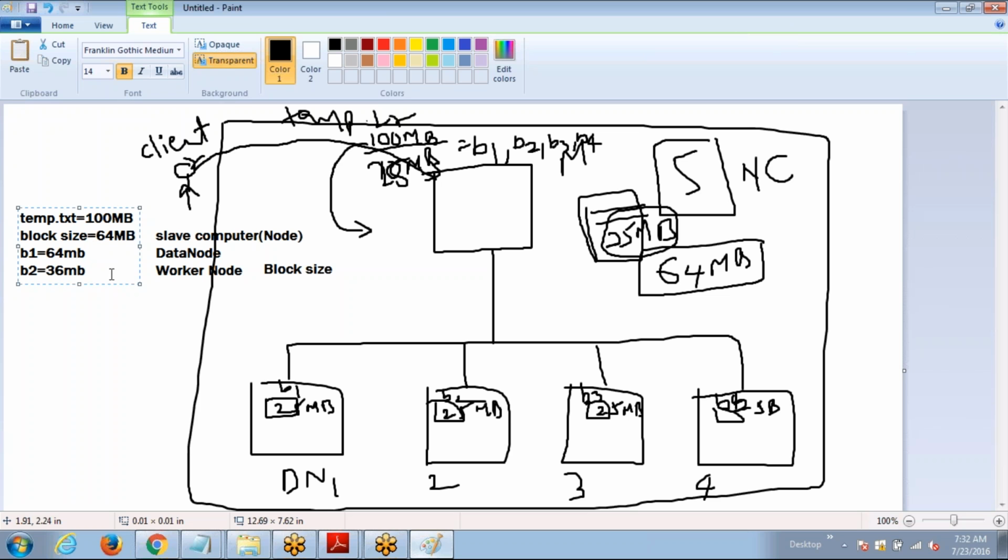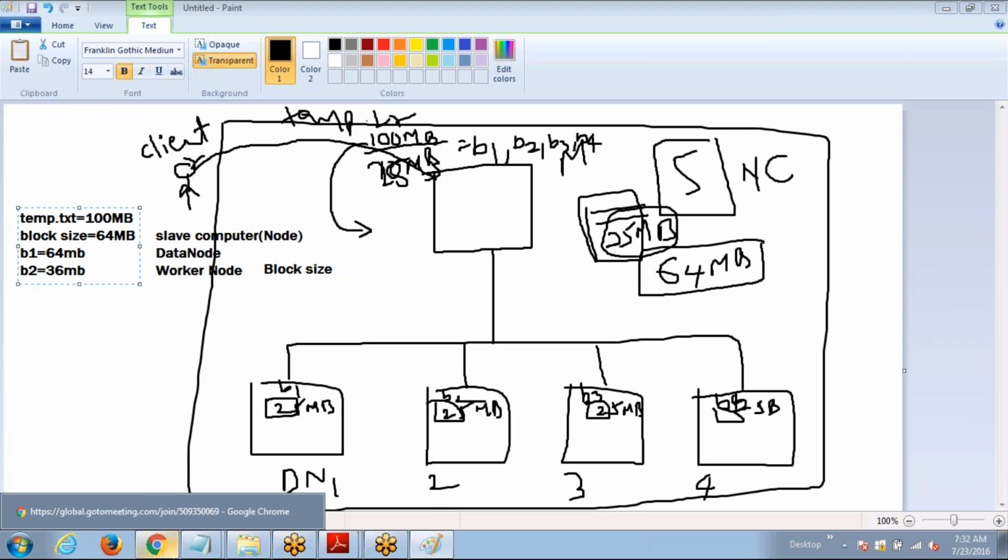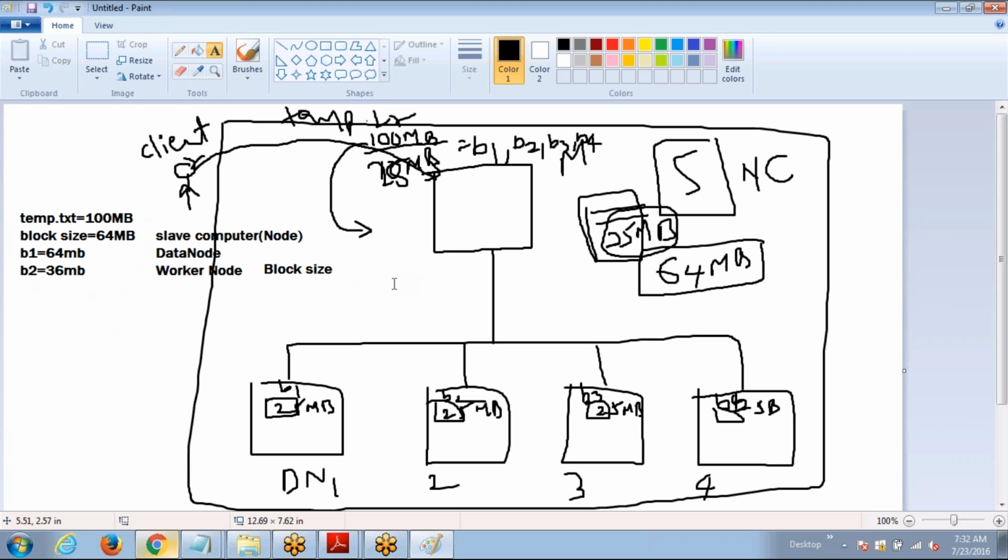Okay, got it? Yep. And with that, Likita is asking why you have to store the blocks in different data nodes. That is a good question, actually. The whole purpose of having the Hadoop framework is what? To achieve parallel processing, to achieve distributed computing. What do I mean by distributed computing?